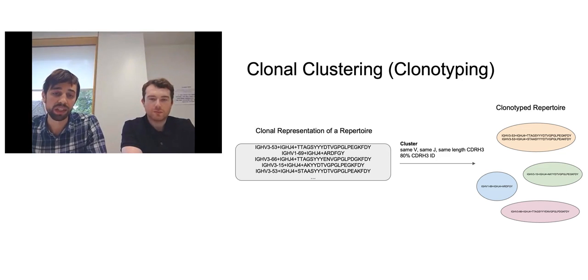Once we have these representations of the sequence, the natural step is to cluster them together. It's a process known as clonotyping. Here the idea is to group antibodies with similar genetics, as they will likely have similar specificities. The common set of criteria used is to pick the same V gene, the same J gene, the same length CDRH3, and a certain threshold of identity between sequences. This is typically 80%.